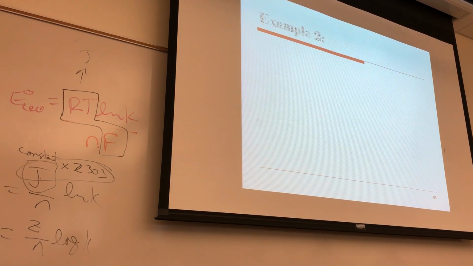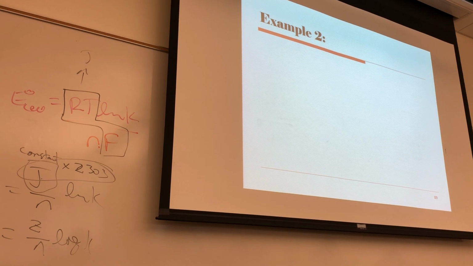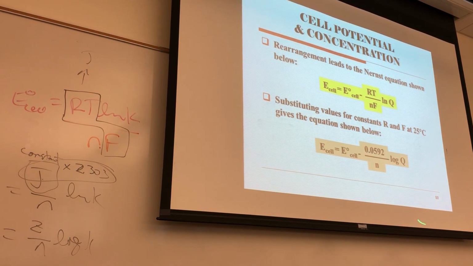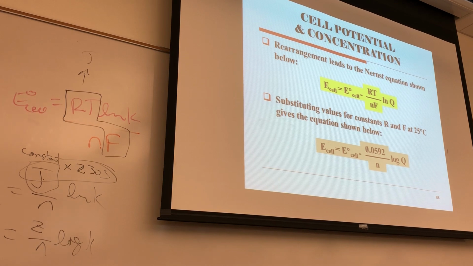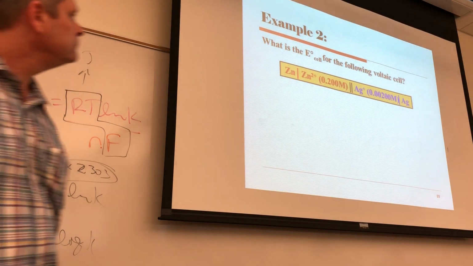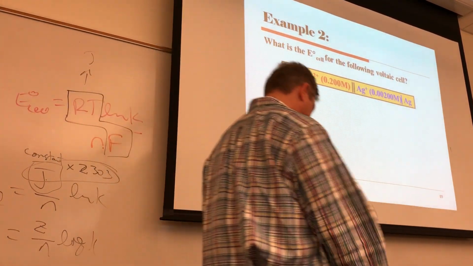So what are we going to do next? We're going to solve for it. Where did the 2.303 come from? The 2.303 is converting between ln and log. Oh, log. Yes. Thank you.